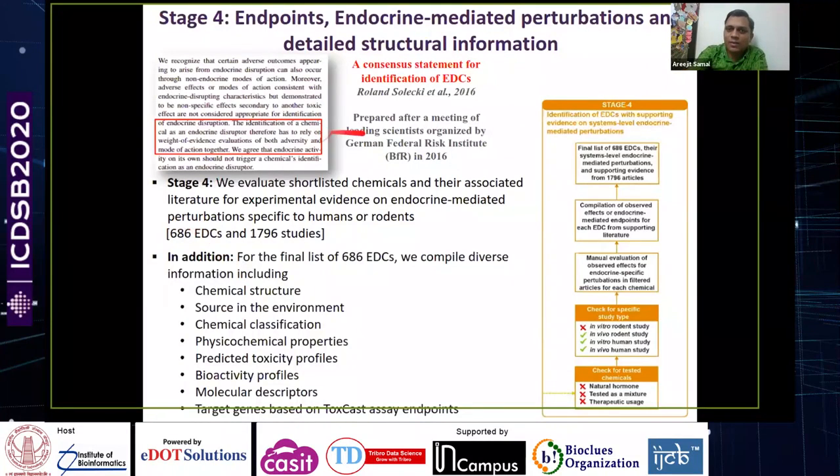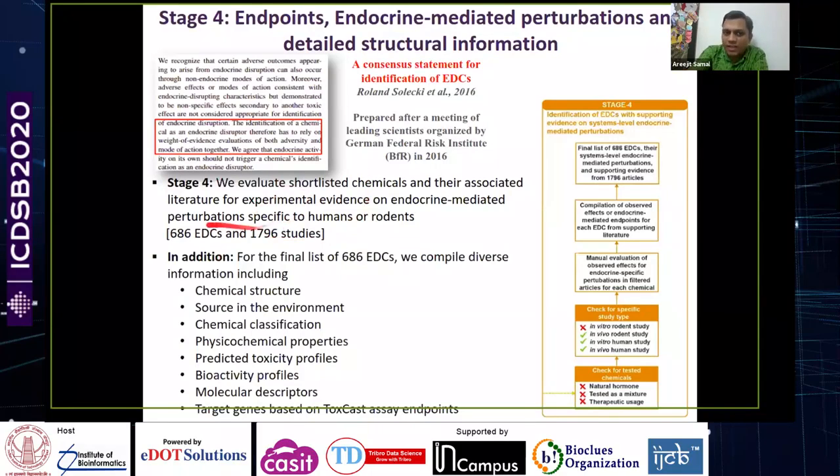But we went ahead because we wanted to evaluate these published experiments to see if they had really enough evidence to our satisfaction to call the chemicals EDCs. I would like to mention the consensus statement by Solecki et al., published subsequent to a big conference organized by the German Federal Risk Institute in 2016. They call for a weight of evidence evaluation for both adversity and mode of action to define these EDCs. So we evaluated that by reading and evaluating each experiment.